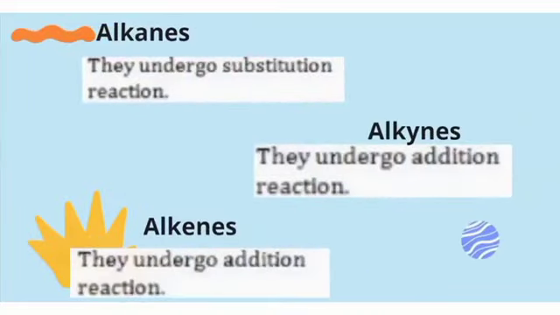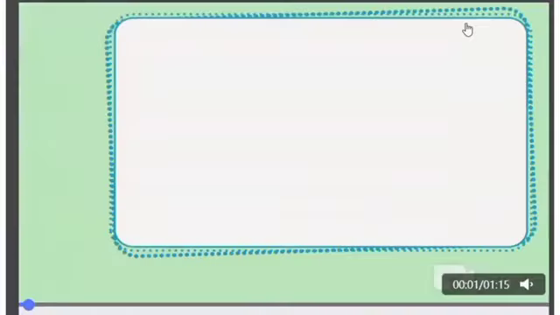Alkanes undergo substitution reactions, but alkenes undergo addition reactions. Alkynes, like alkenes, undergo addition reactions.